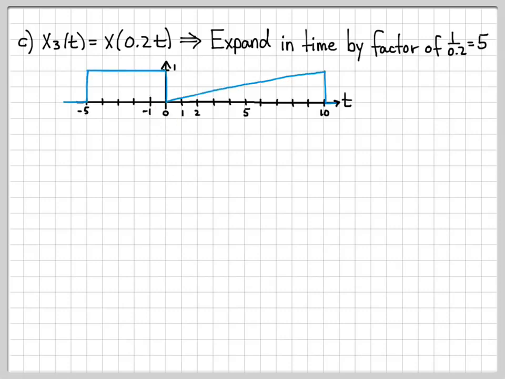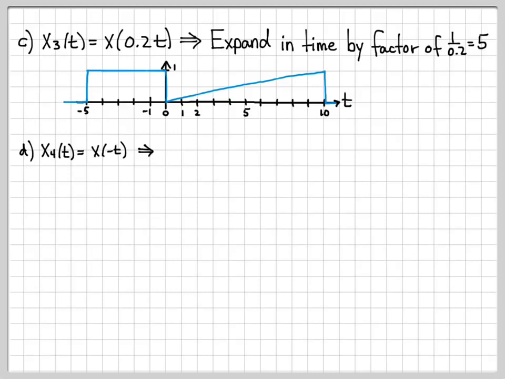So I can go ahead and draw my picture. It looks exactly the same. Rectangle followed by a triangle. It's just been stretched out in the time domain by a factor of 5. And then finally, let's sketch the signal x4 of t, which is equal to x of minus t.